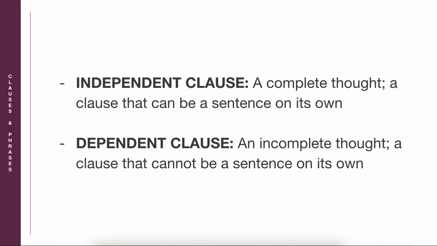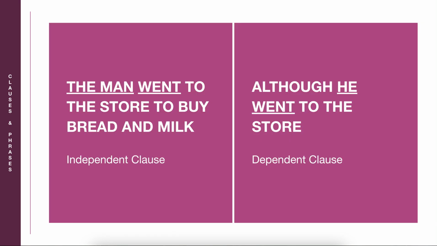An independent clause is a complete thought. It is a clause that can be a sentence on its own. It has a subject, it has a verb, it makes sense by itself. A dependent clause, though, is an incomplete thought. It's a clause that can't be a sentence on its own. So it's still a clause, it still has a subject and a verb, it has those pieces, but it doesn't quite make sense independently. It depends on other information. And because it depends on other information, we call it a dependent clause. So again, we have independent clauses, we have dependent clauses. Independent clauses can stand on their own, dependent clauses cannot. Let's look at a couple of examples.